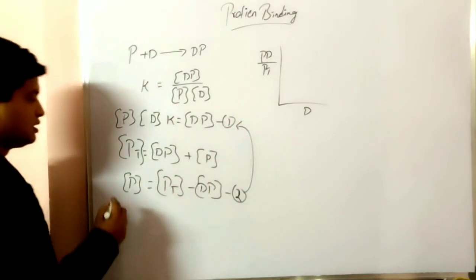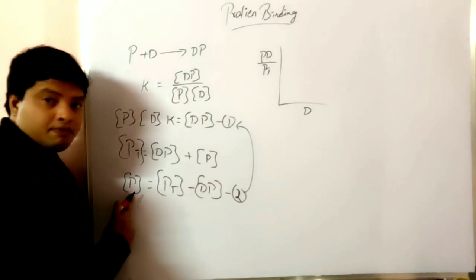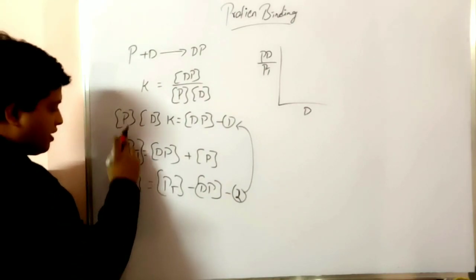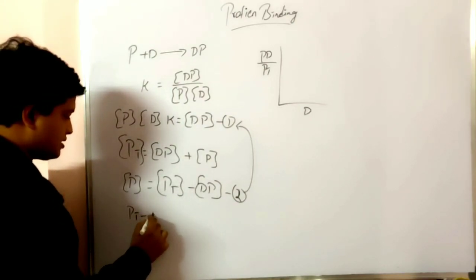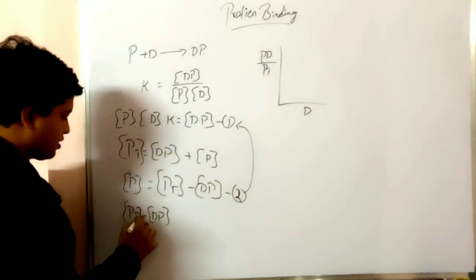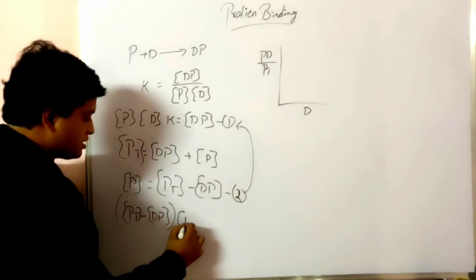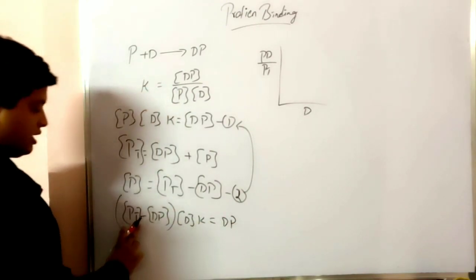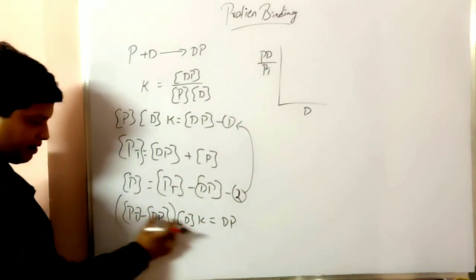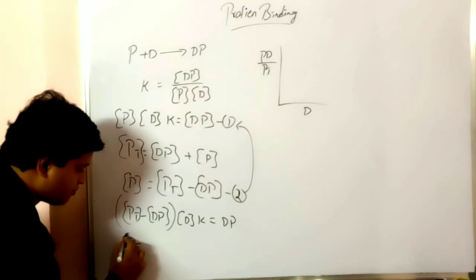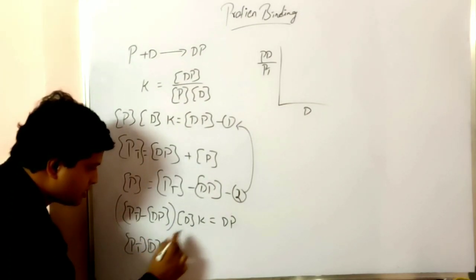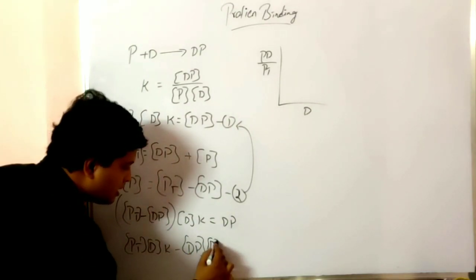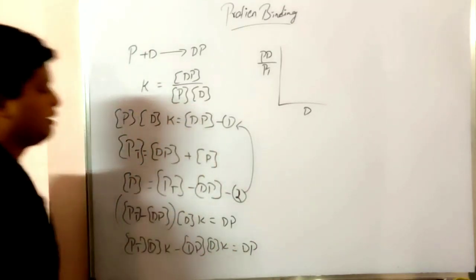So what will you get? In place of free protein, I have to substitute this. Here I am substituting this equation, so we will get Pt minus Dp concentration, the whole multiplied by the concentration of D and multiplied by K, is equal to the remaining Dp. Multiply this with this part, you multiply with this two. What will you get? Total protein multiplied by drug and stability constant, minus bound protein multiplied by drug and stability constant, is equal to Dp.